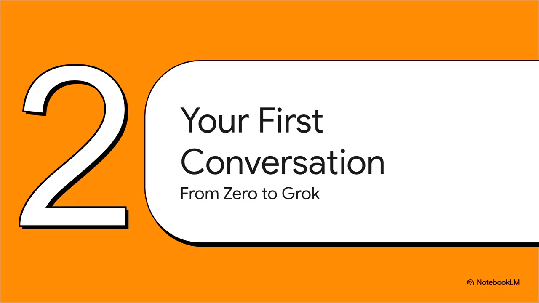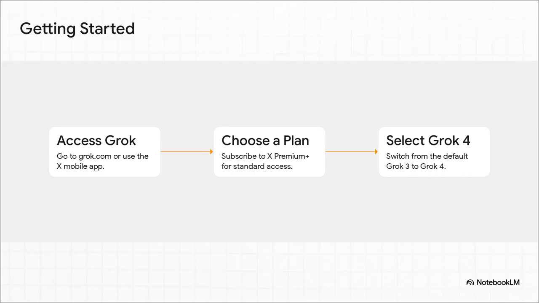So with all this power, how do you actually get started? Let's walk through your very first conversation. Getting access to Grok 4 is actually a pretty straightforward three-step process. You will need a subscription, and once you're in, the most important part is to make sure you toggle from the default model over to Grok 4. That's how you unlock its full power.